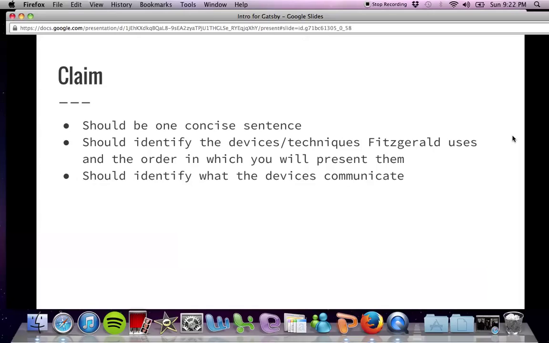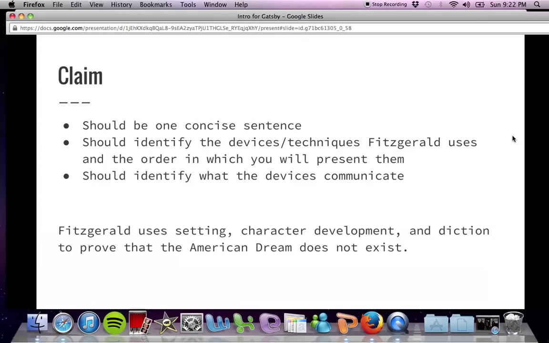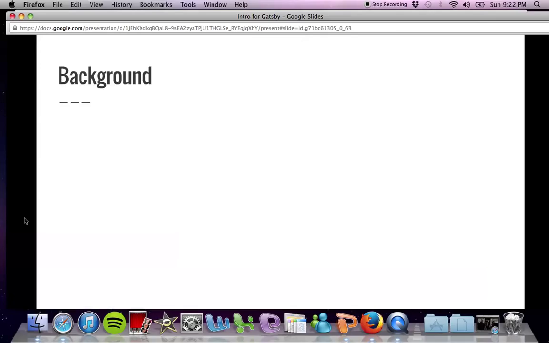You should also identify what the devices communicate. If you look at your inquiry chart, a lot of you even have one already written, but here's just an example. Fitzgerald uses setting, character development, and diction to prove that the American dream does not exist. So right off the bat, I've got my author, I've got my three devices: setting, character development, diction, and then I also have the message that they prove, and that's the American dream does not exist. Boom, done.